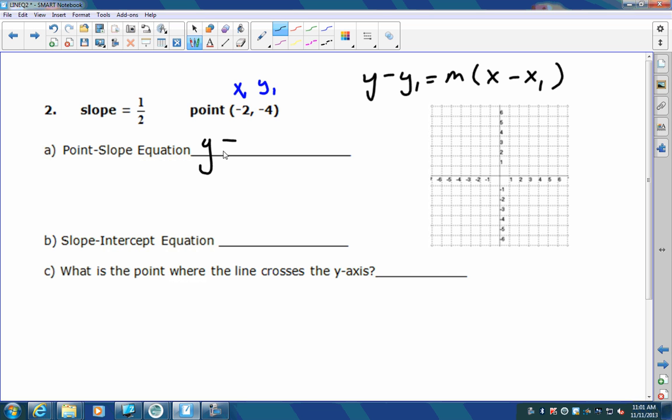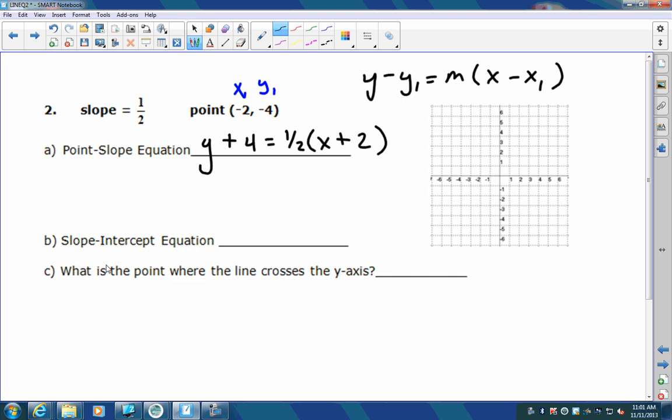Since this is a negative 4, it changes this to plus 4 equals, the slope is 1/2. x is supposed to be x minus, but since the x number is negative, it changes it to plus 2. That is my equation in point slope form. Yes, you always change these negatives to a positive in this formula, because the formula says minus, and if the point is negative, a negative times a negative makes it positive.